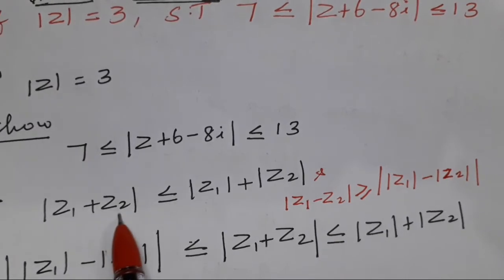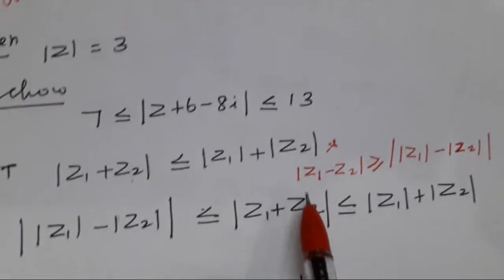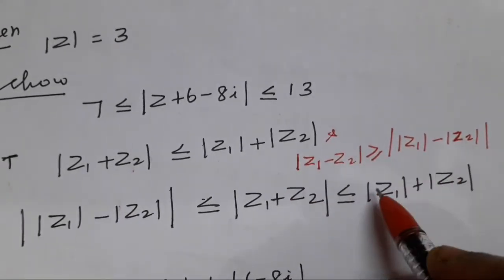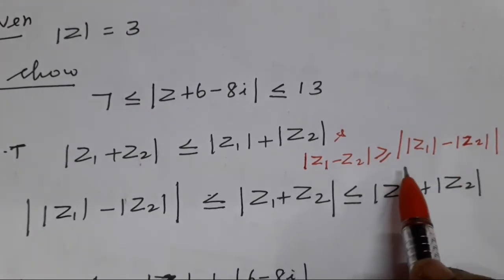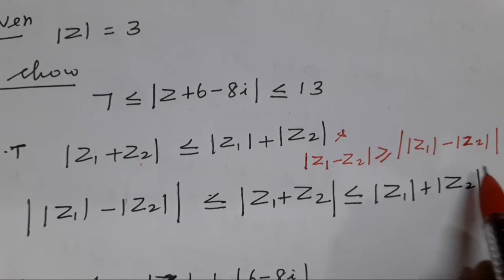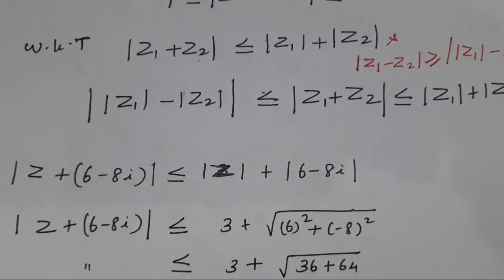Modulus of z1 plus z2 is less than or equal to modulus of z1 plus modulus of z2. Modulus of z1 minus z2 is greater than or equal to the whole modulus of modulus of z1 minus modulus of z2. Modulus on both sides, that is the double modulus. So using this property, we are going to do the sum.